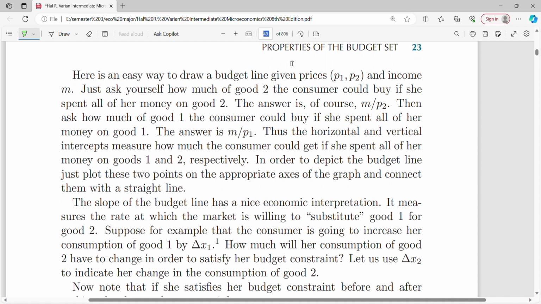Now this whole paragraph talks about drawing a budget line. It is very easy, we have already studied it. So the vertical and horizontal intercepts will be found by just dividing by the prices of the particular good. If it's for X2, we'll divide M, the income of the consumer, by the price of X2, and denote it in the graph. The same applies to the other intercept also.